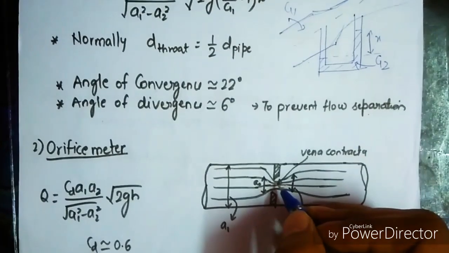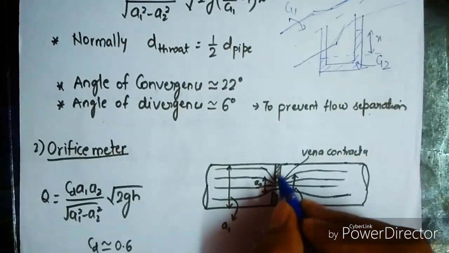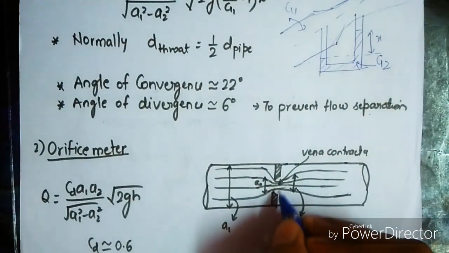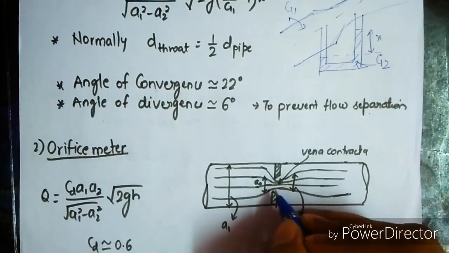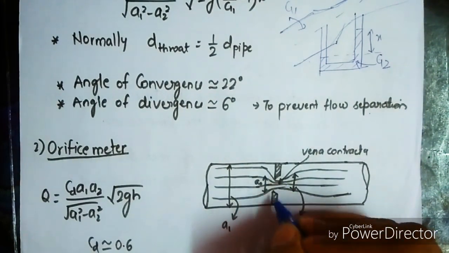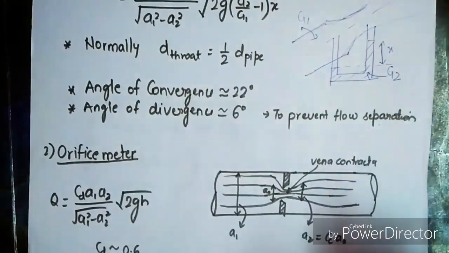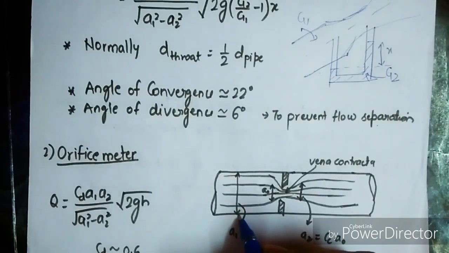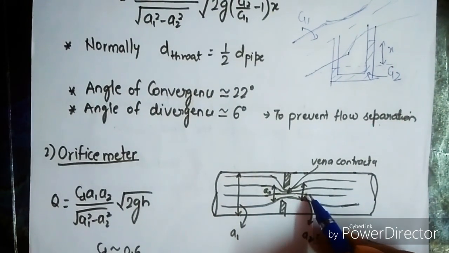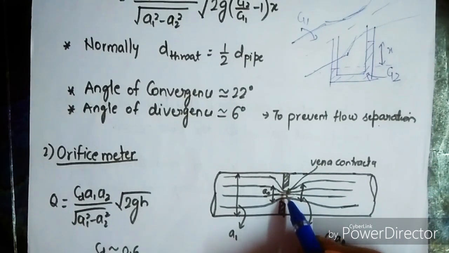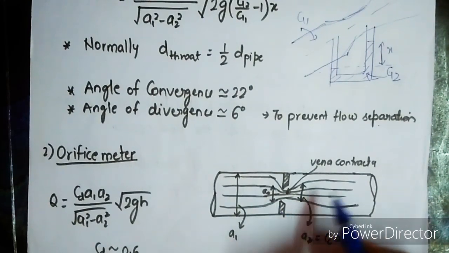In the orifice meter, you can see here that a section is created through which the flow is taking place. This is the vena contracta, the section of vena contracta. Now A1 is the cross section area up to this point, A2 is the cross section area after vena contracta, and at the point of vena contracta, we are having A0.